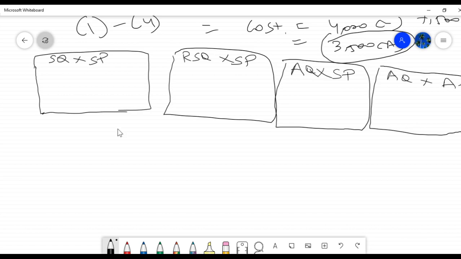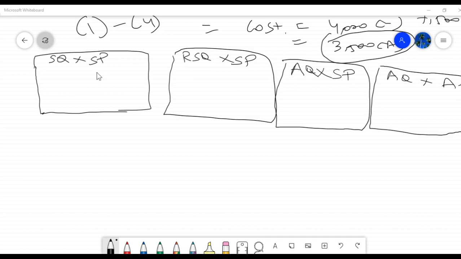Standard quantity into standard price is directly available in the question. That is 10, 20, 20 into 2, 3, 6. 10 into 2 is 20, 20 into 3 is 60, 20 into 6 is 120. So 20 plus 60 plus 120, 200.